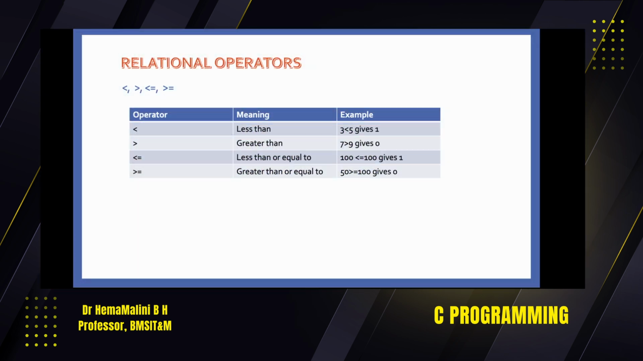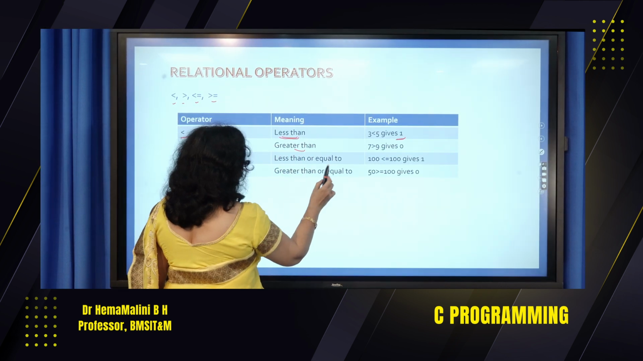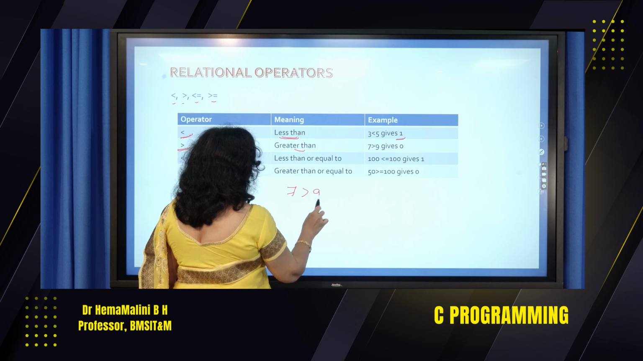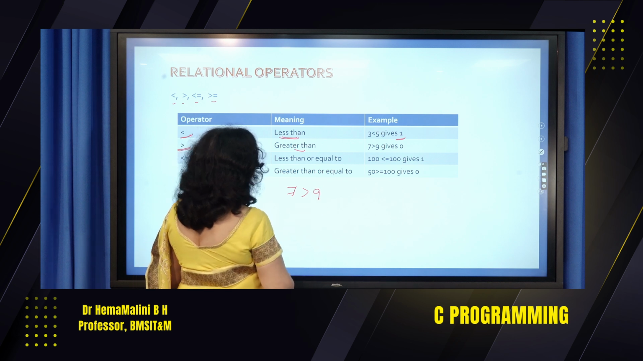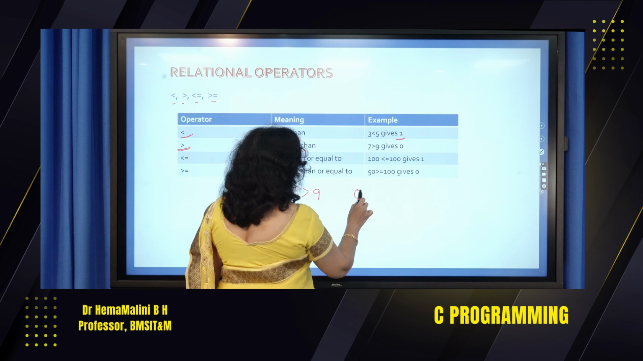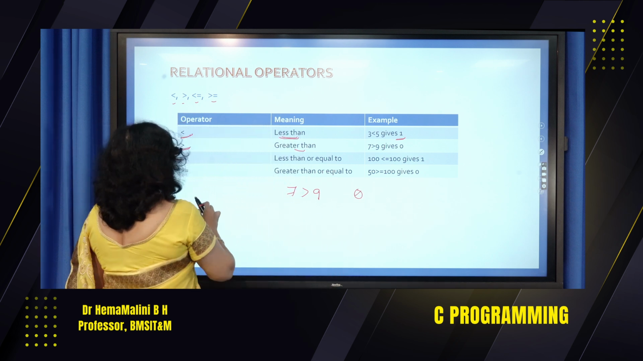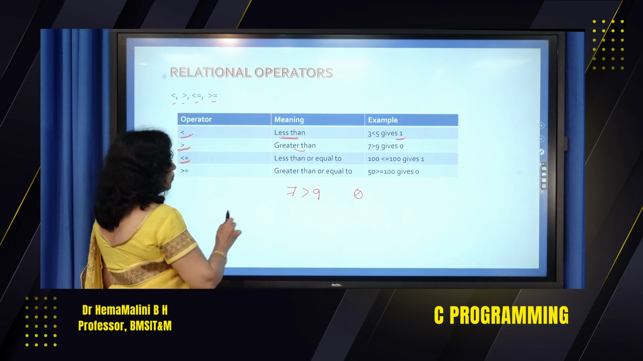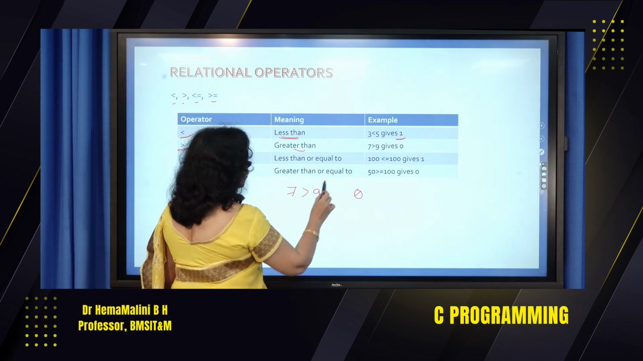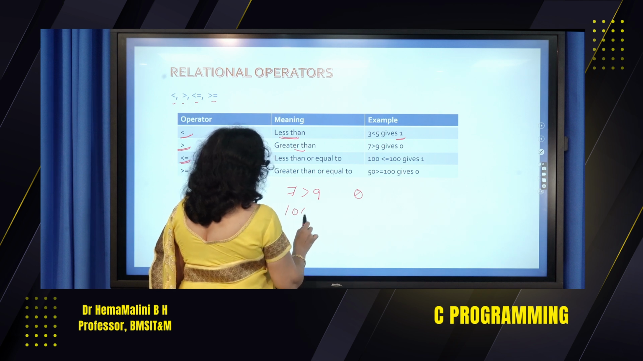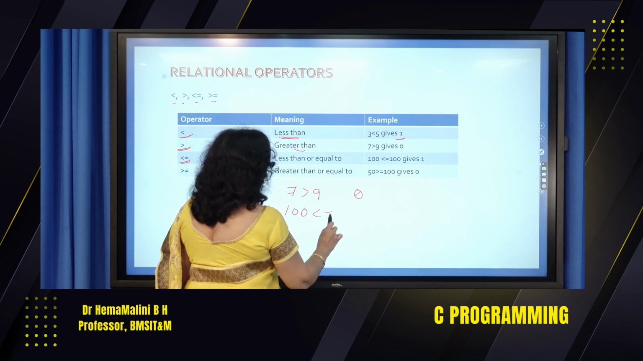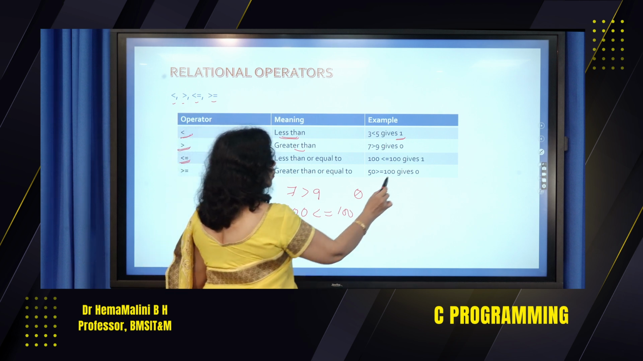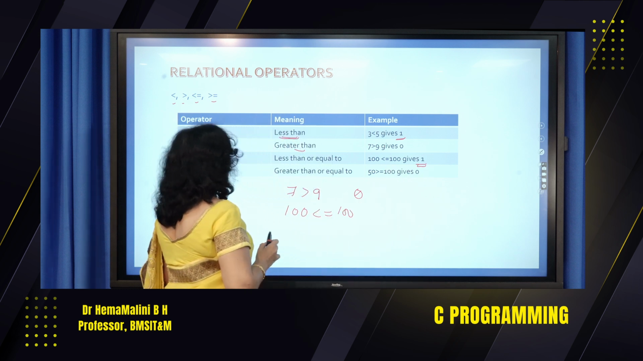Look for the next operator, which is greater than. Say you are going to check 7 greater than 9. Is 7 greater than 9? No, it is not. So it gives a value 0. Then we will see less than or equal to. So this means 100 less than or equal to 100. Either it is less or it is equal to 100. 100 is equal to 100. So the condition is true. This gives a value 1.